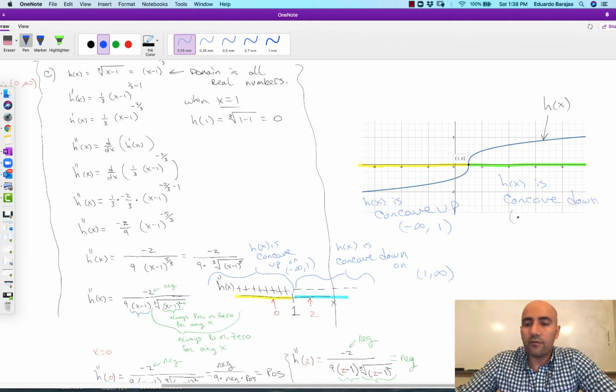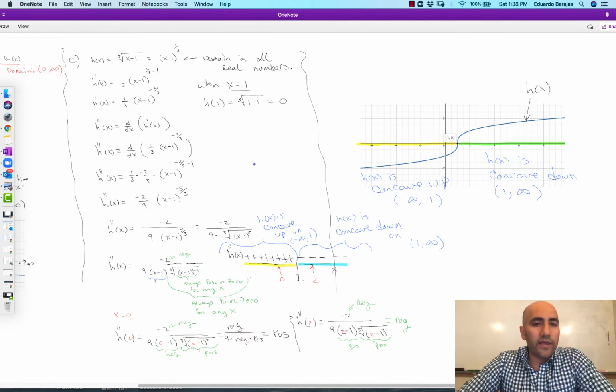Concave down on the interval from 1 to positive infinity. Okay, so we have a general game plan when we want to find the concavity of a function. Given a function, start taking derivatives. We want the first derivative, we want the second derivative.